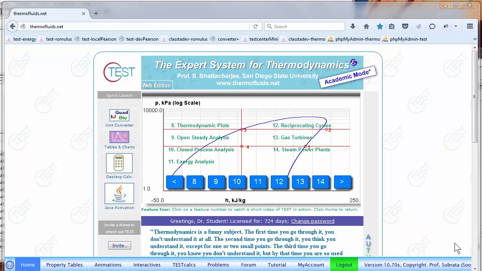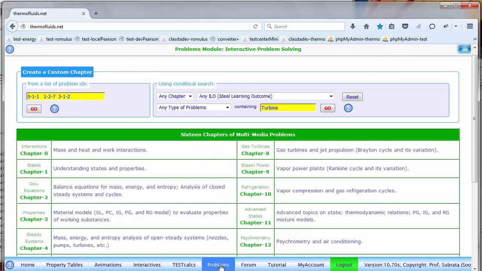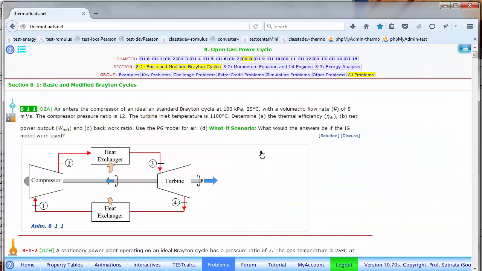The first gas turbine problem we are going to solve is a simple Brayton cycle problem. So let's go to chapter 8 in the problems module, and let's go ahead and solve problem 8-1-1. We'll copy this problem to the PowerPoint and continue from there.